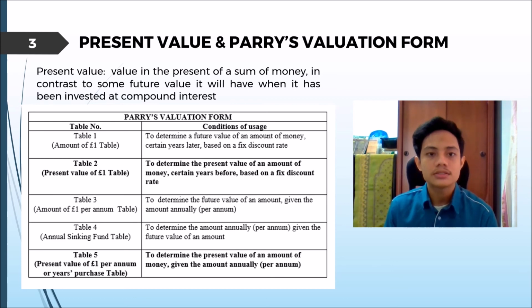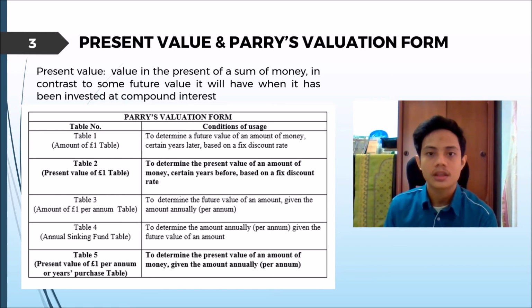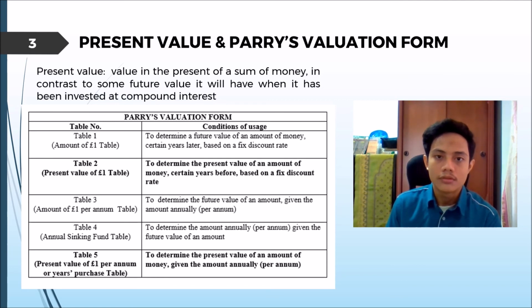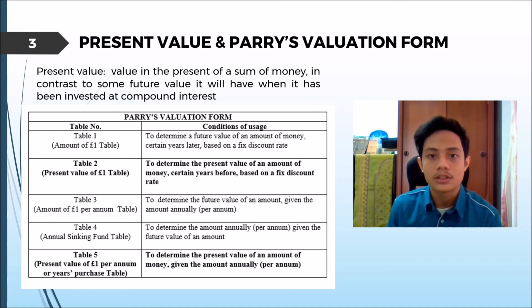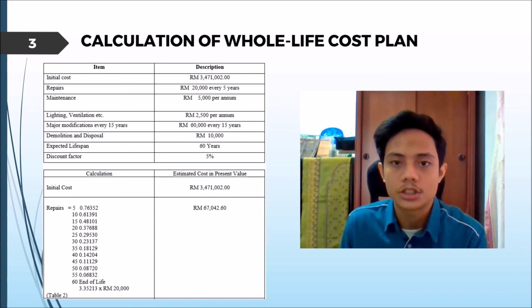To do that, Parry's valuation formula will help us by multiplying the future value with a specific discount factor. Therefore, we are going to use Parry's valuation tables, specifically tables 2 and 5, to find the present value for the whole life cost. Now, with all the information obtained, plus the assumption of the discount factor at 5%, this is the calculation for creating the whole life cost plan as shown in the slide.